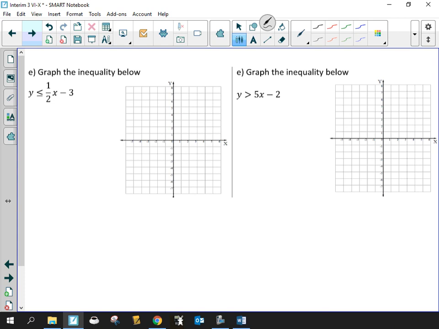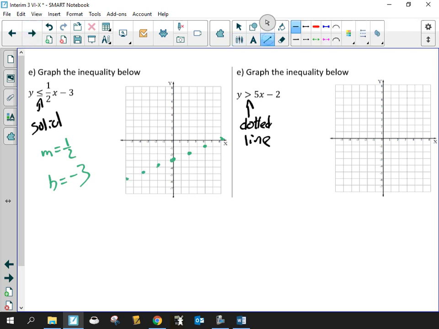Graphing inequalities. It's the same thing as graphing a line. If it's less than or equal to, it's a solid line. If it's greater than or less than, but not equal to, then it's a dotted line. Otherwise, we do the same thing. We say the slope is 1/2, and the y-intercept is -3. On this one I will draw a solid line, so I draw my solid line in.